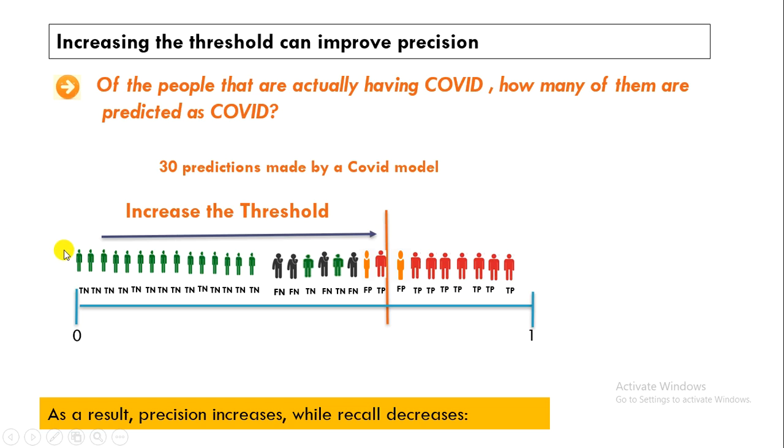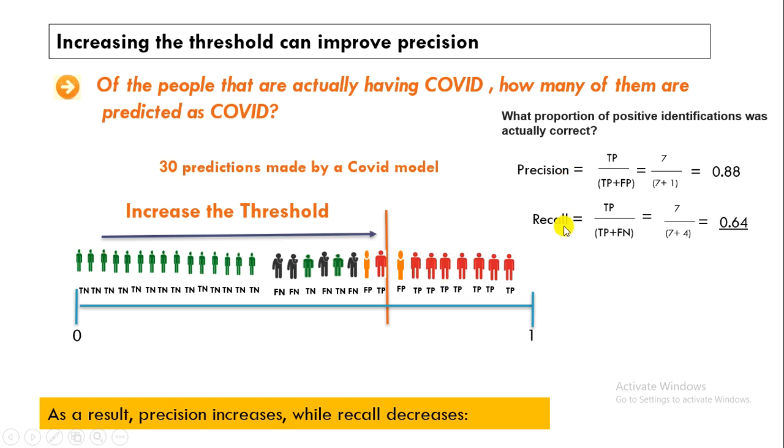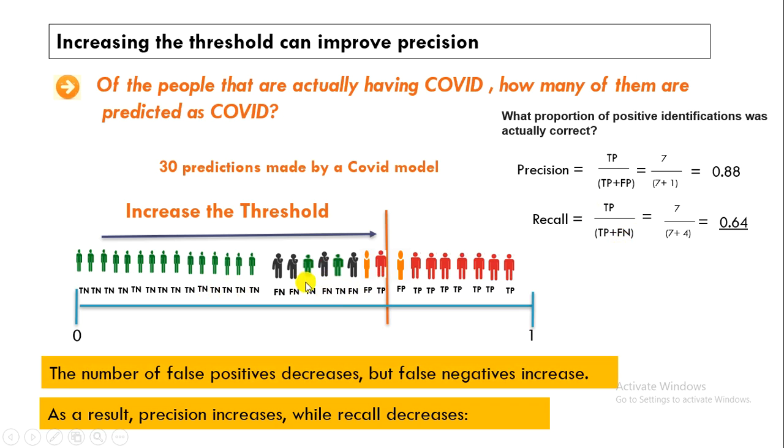When you plug in this value to both precision and recall, we could see that the precision is 0.88. The true positive is 7, so 7 people are true positive. One person is false positive. Hence, true positive divided by true positive plus false positive, the precision is 0.88. When it comes to recall, in the denominator we can see false negative. The false negative increases in this case. We have 4 black colored people, and these people are false negative. So 7 plus 4, hence the recall is 0.64.